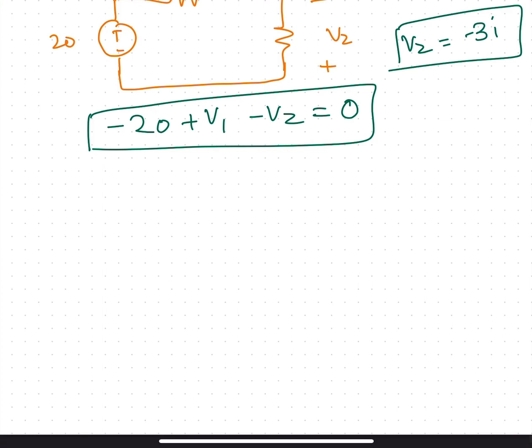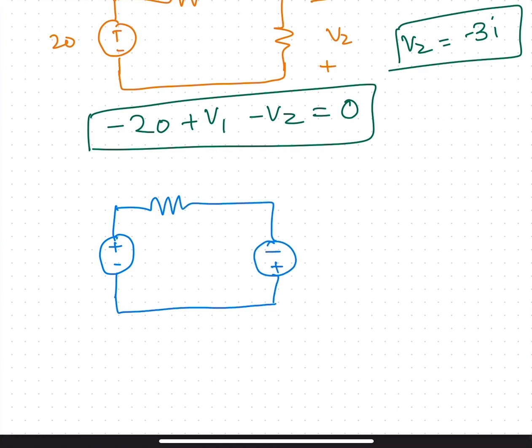I'll give you another example right now. So let's say I have a 32 volt battery and a minus 8 volt. This is 4 ohms and this is 2 ohms. I am told to find this voltage V1 and I am also told to find out this voltage V2.